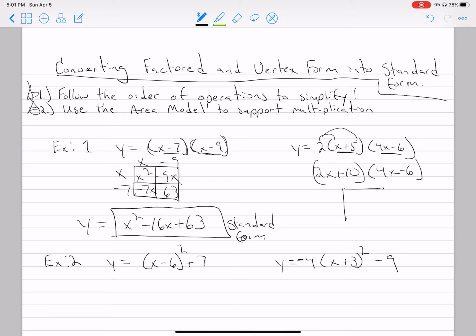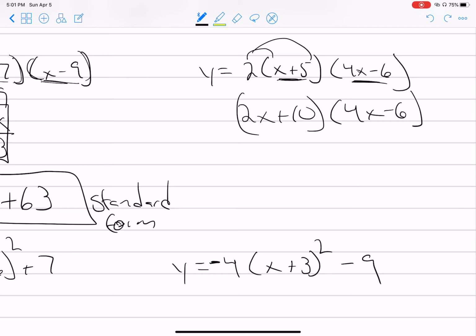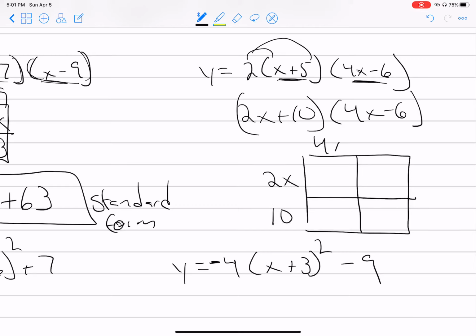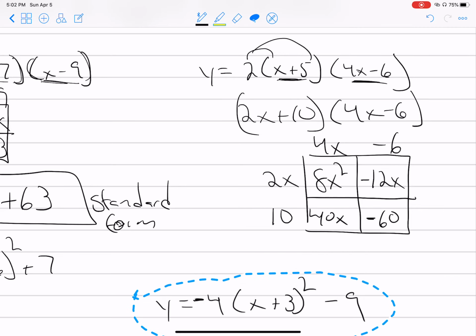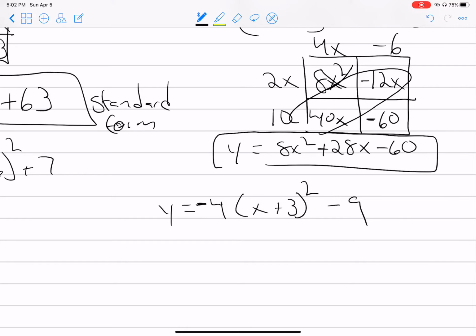And now I'm just going to use the area model to support this. 2x, 10, 4x minus 6, 8x squared, -12x, 40x, -60. Let me just move this down a tad. When all this is said and done, I end up with 8x squared. Put those together, it's plus 28x minus 60. There is my standard form.